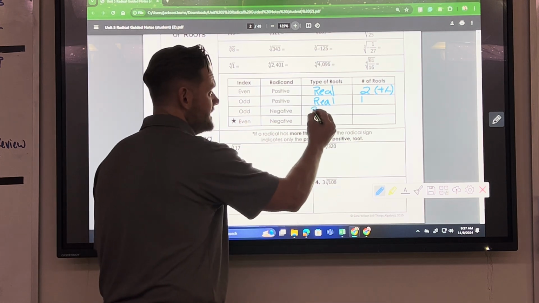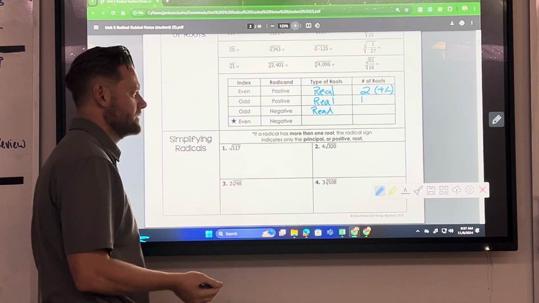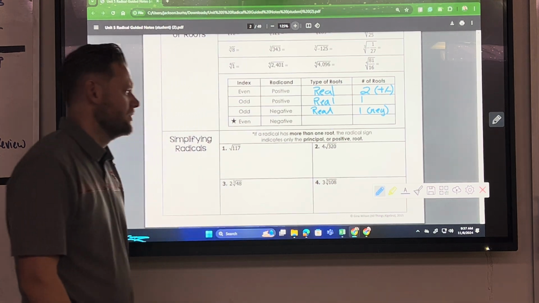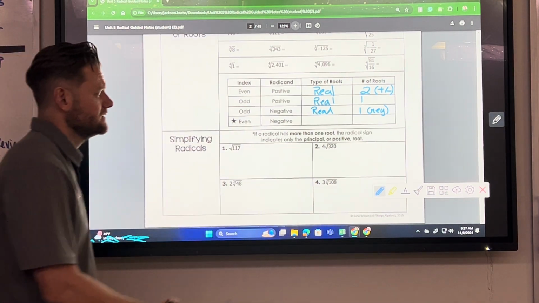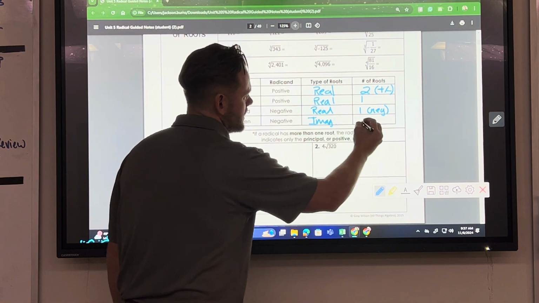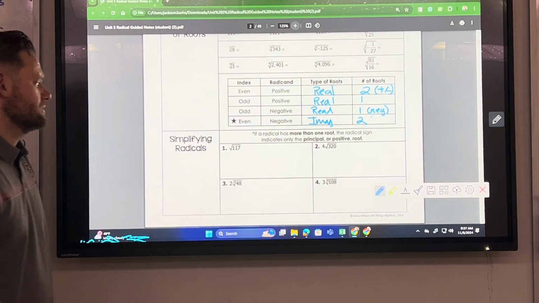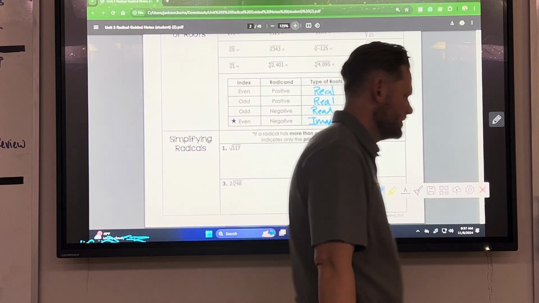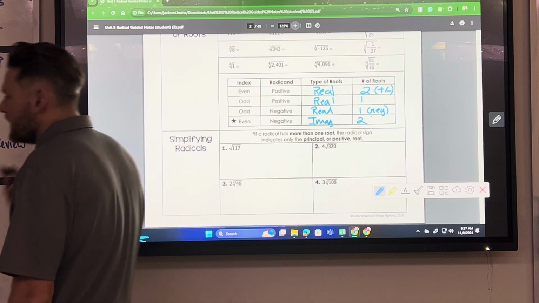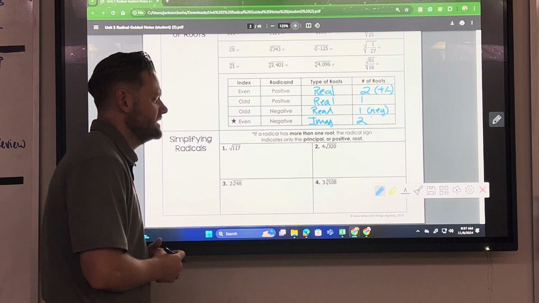If it's a negative number, the radicand under that radical, we still just have 1, and it is a negative number. Now if it's even and it's negative, that's where we have to use our imaginary numbers. And if we're making them up, we're going to have 2 made up roots. So remember how we simplify roots. We want to factor, and then we want to take out by the number of the index.